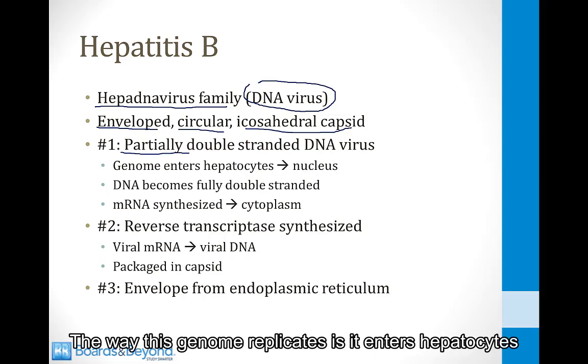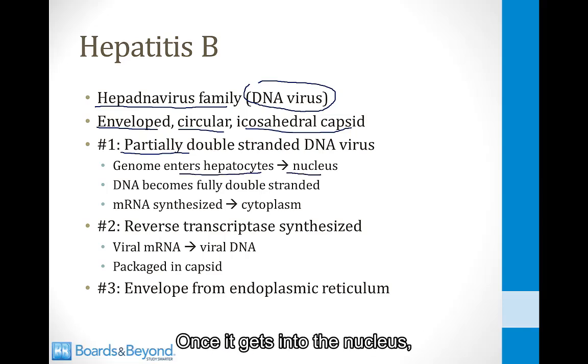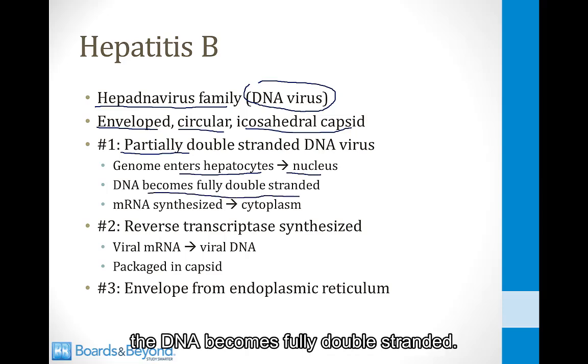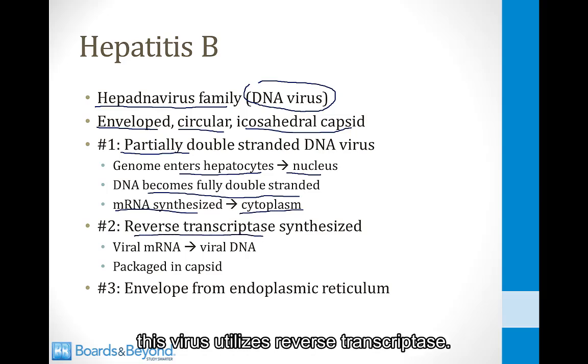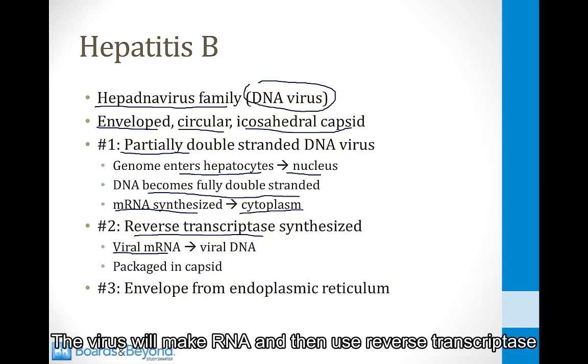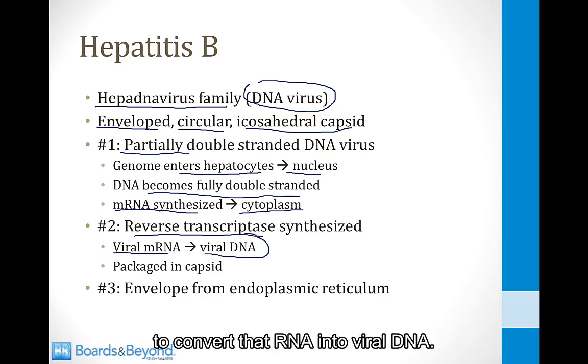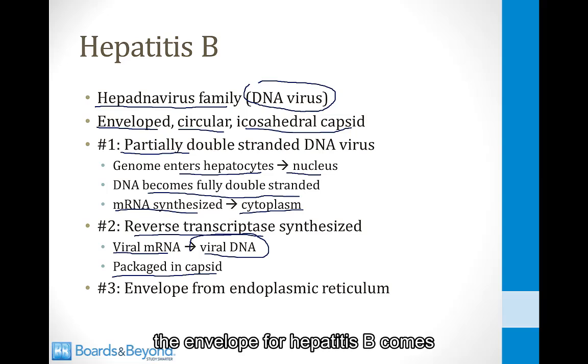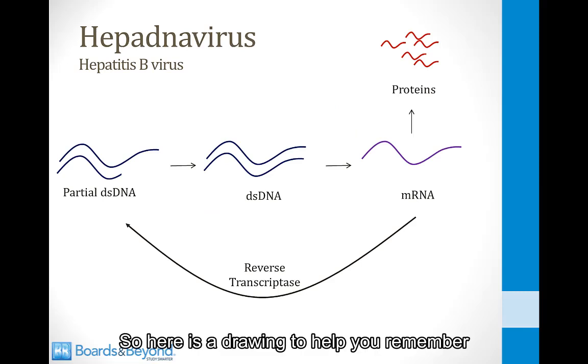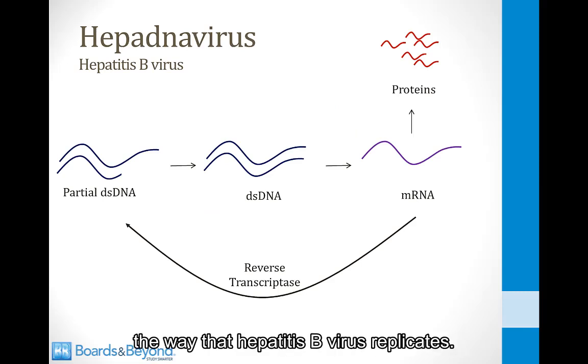The way this genome replicates is it enters hepatocytes and goes to the nucleus. Once it gets into the nucleus, the DNA becomes fully double-stranded. At that point, it will synthesize RNA, and the RNA will go to the cytoplasm. Second unique feature is that this virus utilizes reverse transcriptase. You may think of reverse transcriptase as being an enzyme for HIV, and that's true, but it is also used by hepatitis B. The virus will make RNA and then use reverse transcriptase to convert that RNA into viral DNA, and then this viral DNA will get packaged into the capsid. And then the third unique feature is that the envelope for hepatitis B comes from the endoplasmic reticulum, which is a very unusual source.